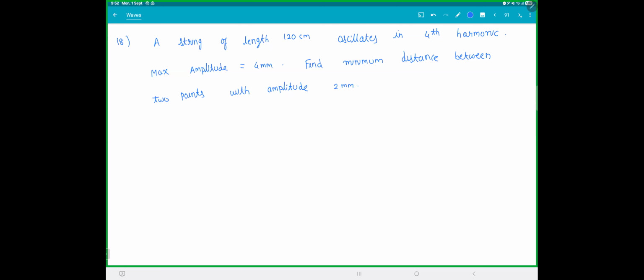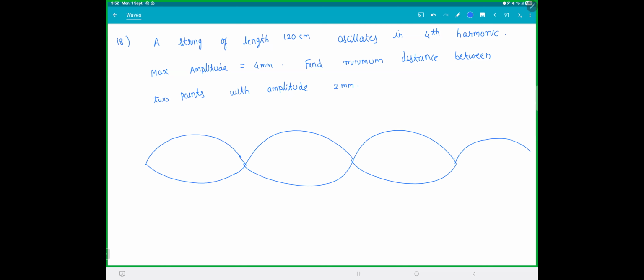Let's see, if you draw the picture here, 120 centimeter. So we have 4 loops.